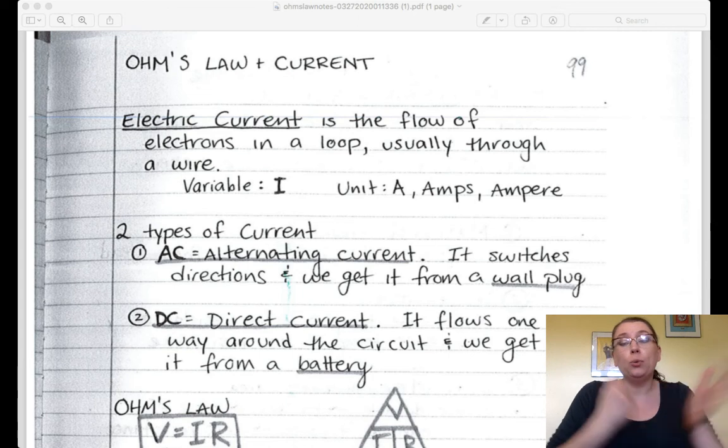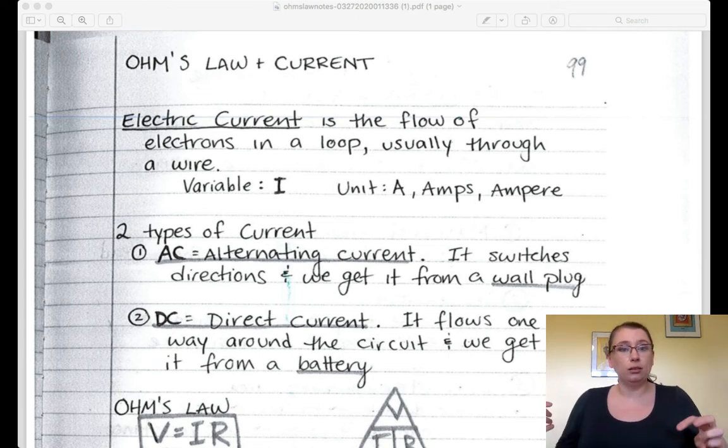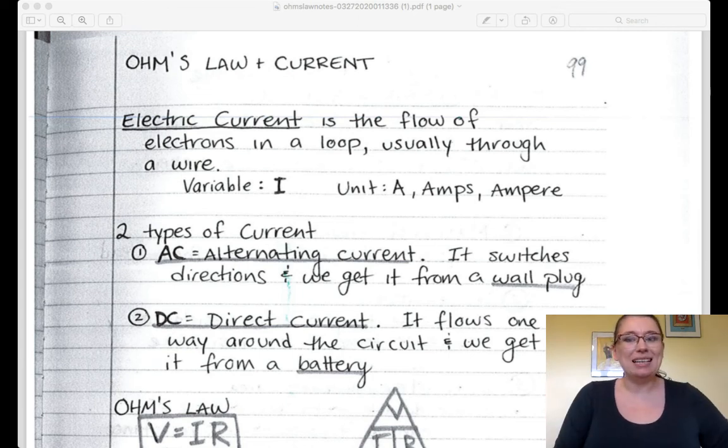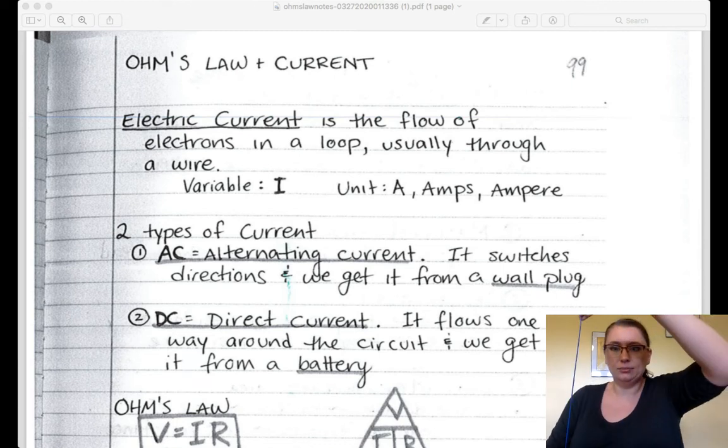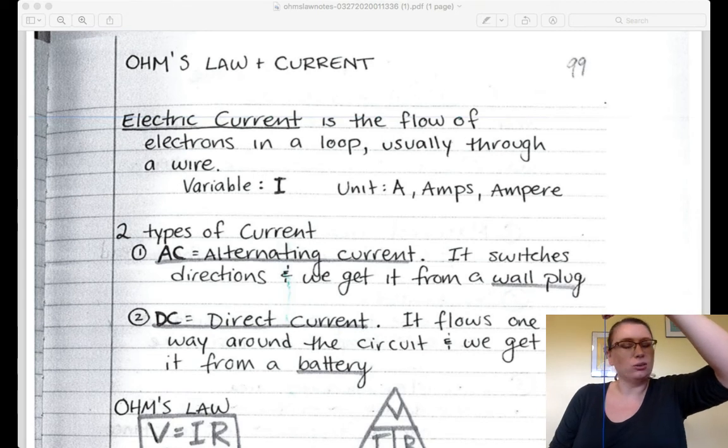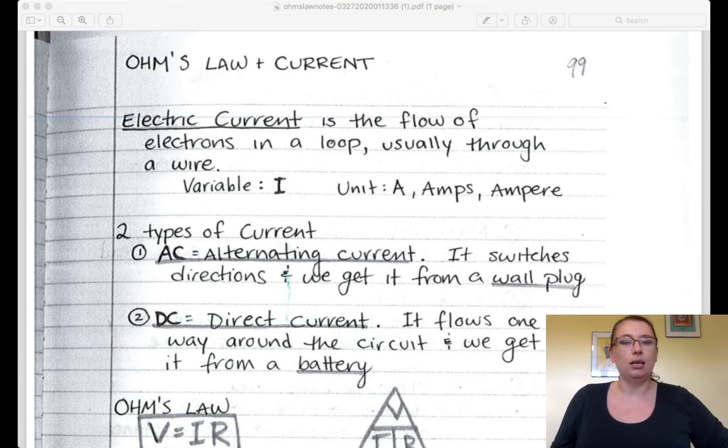So there are weird variables in this equation. The variable for current is I. I imagine it's like the wire is this line. That's my capital I, is the wire, because the current is mostly in the wire. The unit for current is amps or amperes, and it's abbreviated with a capital A.